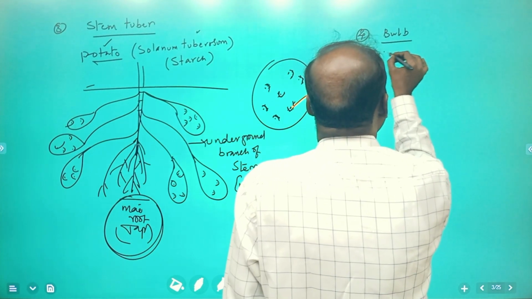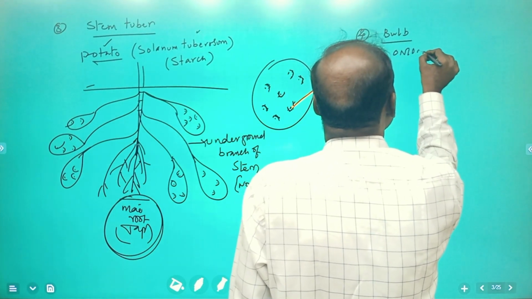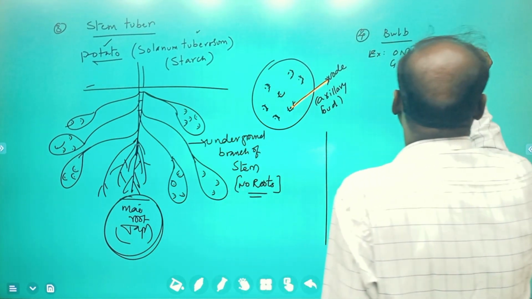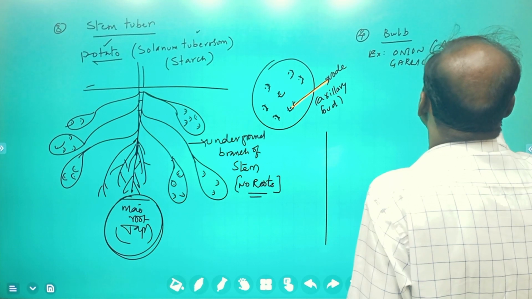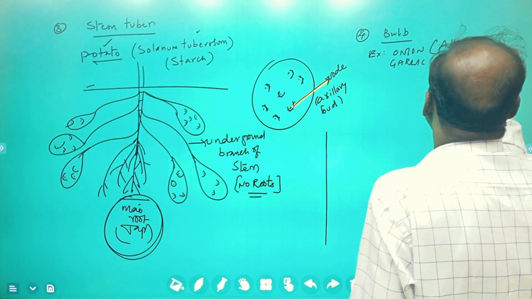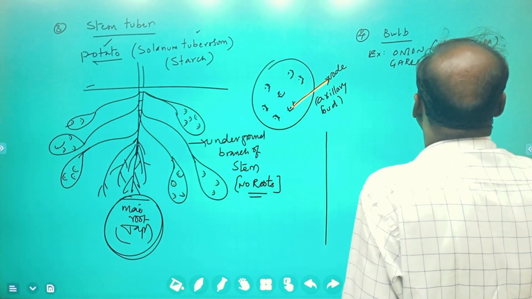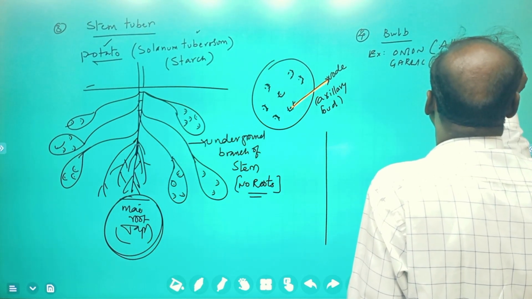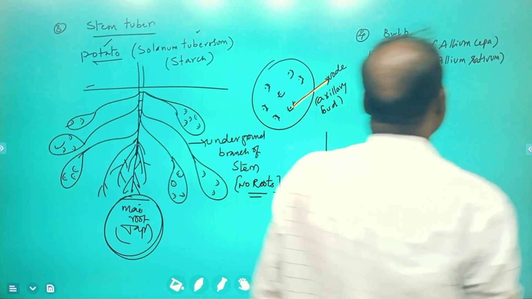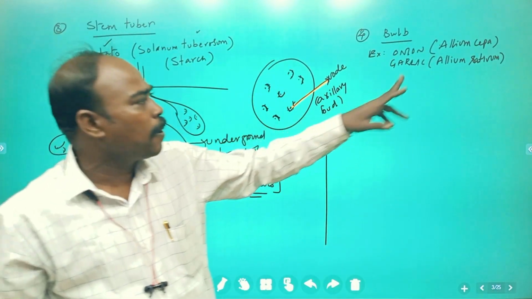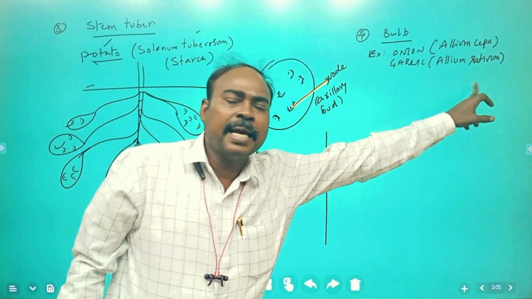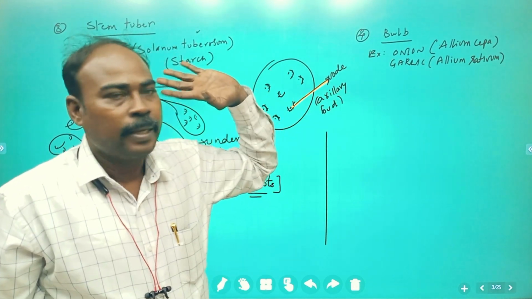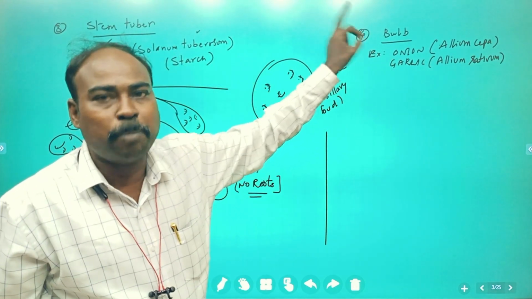Next, the fourth underground stem, the bulb. For example, onions and garlic. Onion, Allium cepa; garlic, Allium sativum. The scientific name of onion is Allium cepa, and the scientific name of garlic is Allium sativum. These both are considered as bulbs.